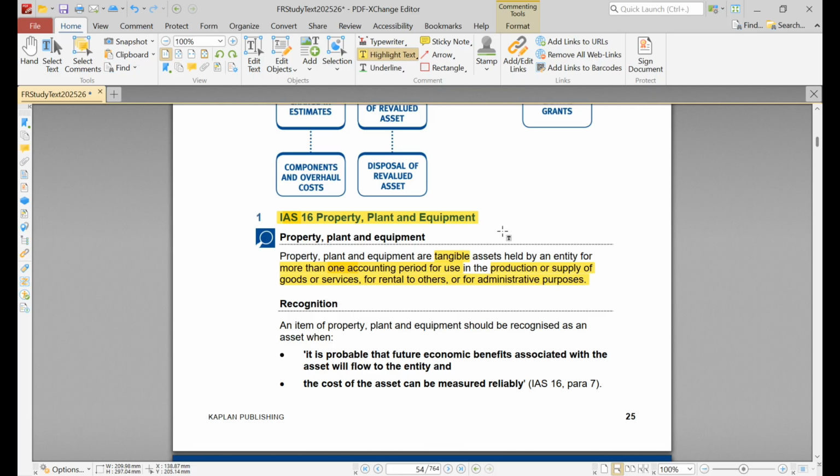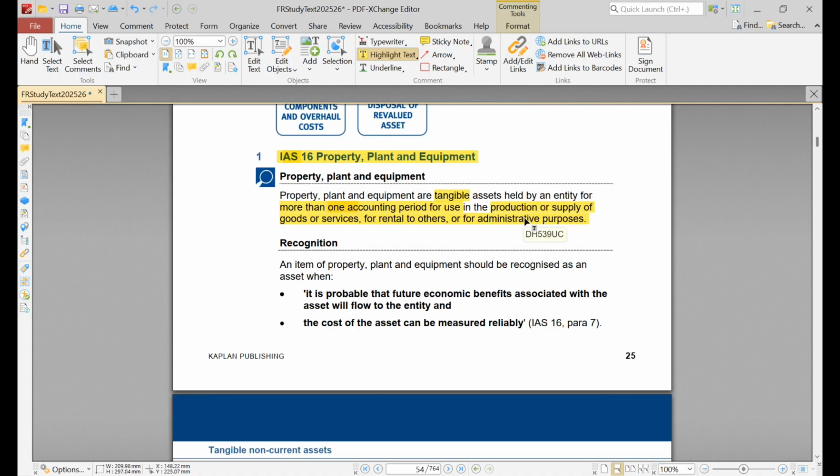Now, for any asset to be classified as property, plant, and equipment, there are three criteria. First, it should be a tangible asset. Second, it should be held for more than one accounting period, that is, it should be non-current. And third, it should be used for business purposes. That can either be for production of goods and services, for rental, or for administrative purposes. So, these are the three criteria: tangible, non-current, and for business use.